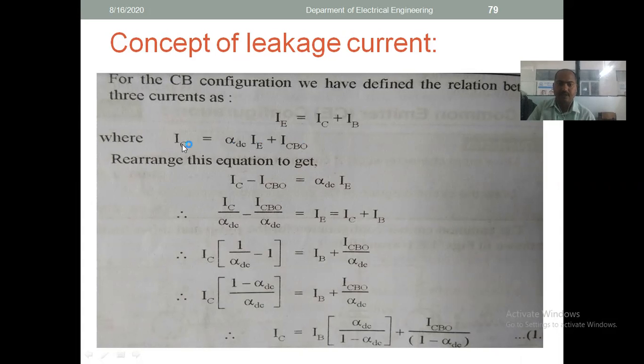This equation tells the value of IC with respect to the relationship of alpha, right?